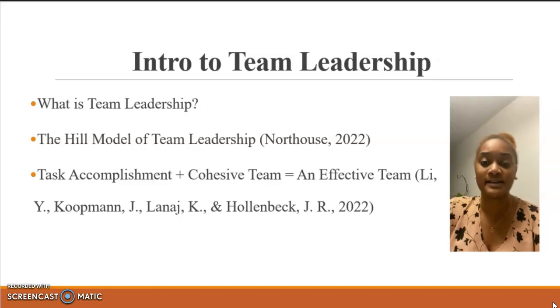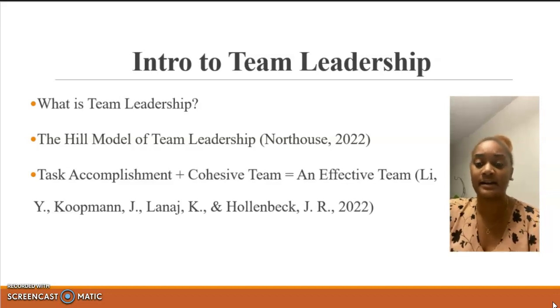This model supports team leadership as being a result of team-based problem solving. When leadership is shared amongst the entire team, members have the ability to diagnose problems and come up with the appropriate solutions. Teams are thought to be effective if they are able to accomplish a task and maintain a cohesive team.